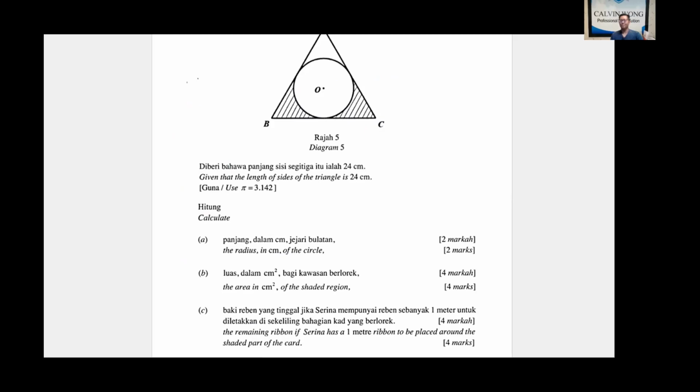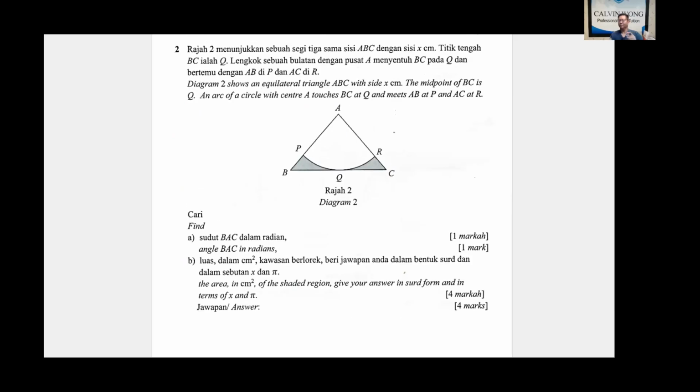Okay, then let's look at the next question. This one, would you like to try? You can give it a try and see whether you can find the information. Okay, I give you 2 minutes. Look at this one.